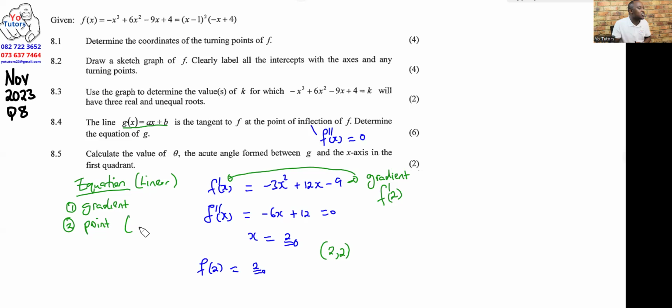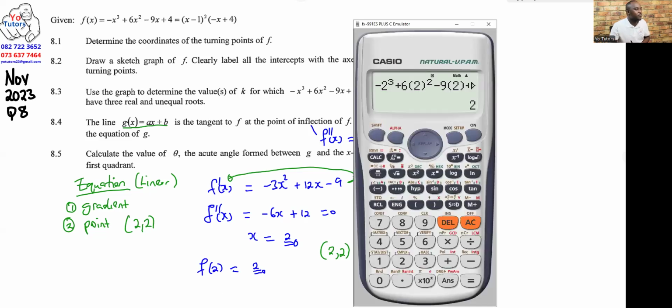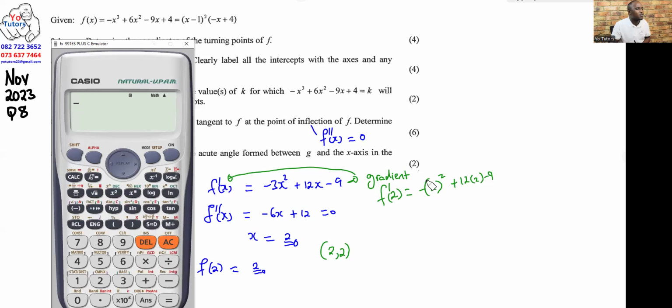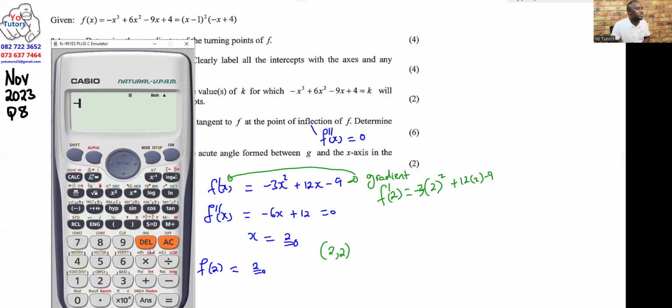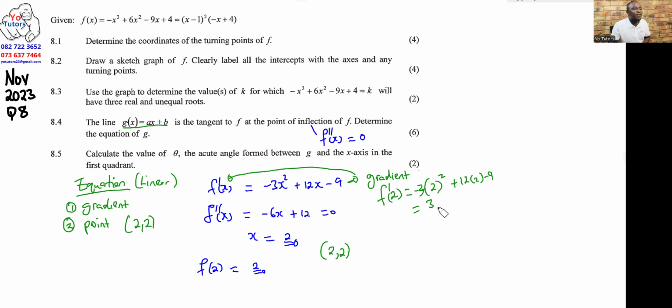So we have a point which is (2; 2). Now we are going to find the gradient, which is f prime of 2, which is negative 3 times 2 squared plus 12 times 2 minus 9. Let me just correct it, it's negative 3 in brackets, 2 squared, plus 12 times 2, minus 9. We get 3. So the gradient is equal to 3.